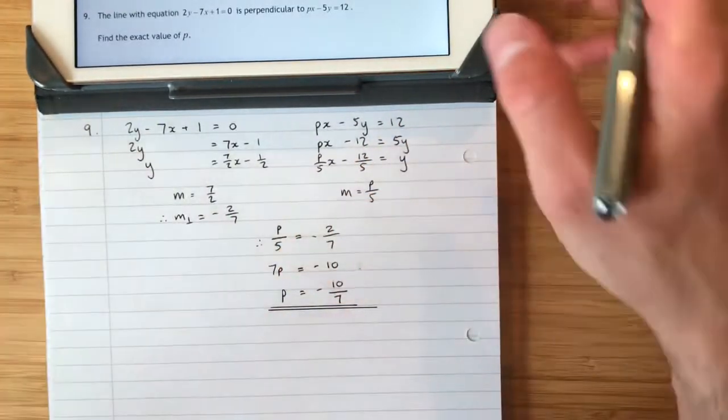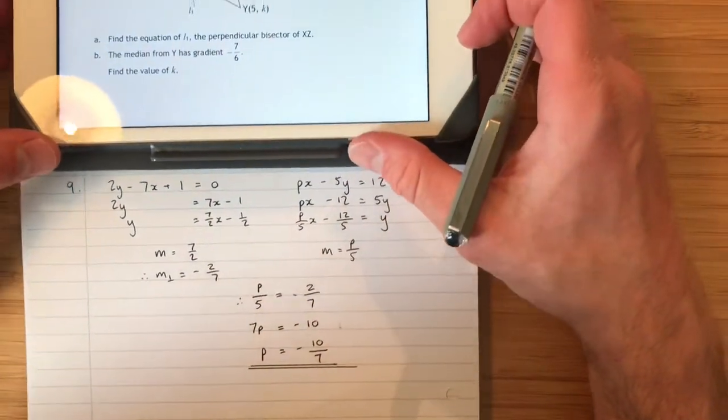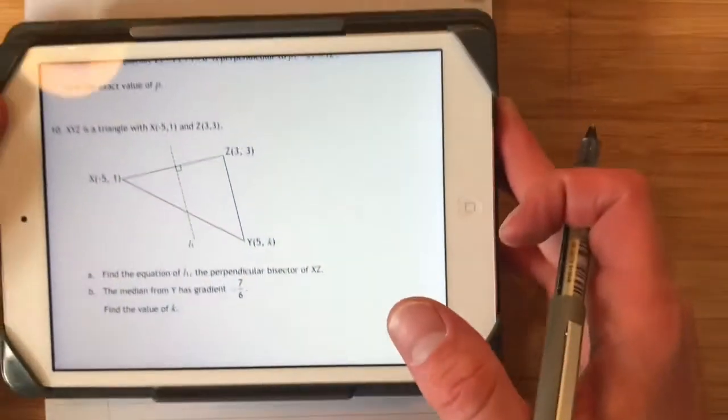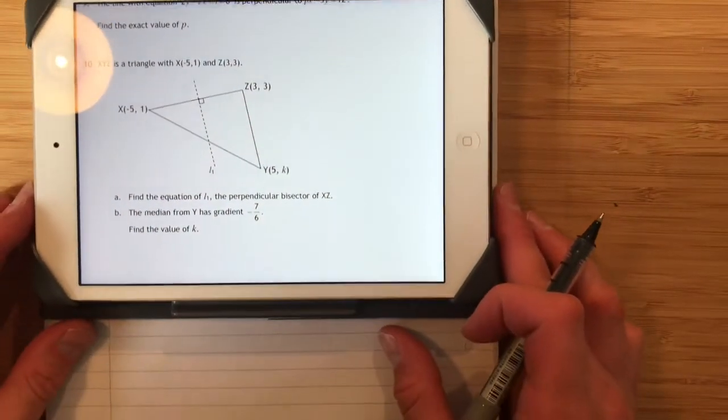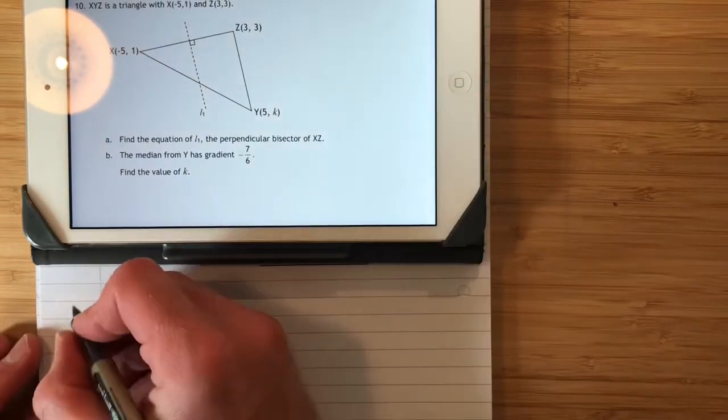Okay, we're actually at the last question, which is this. Triangle XYZ has x as this and z as this.